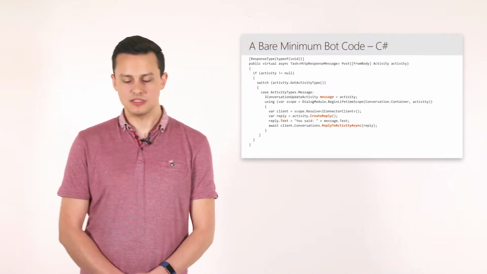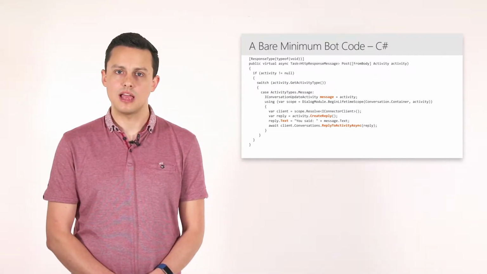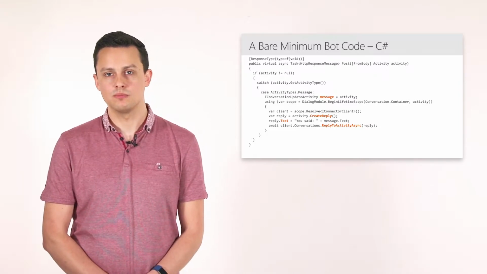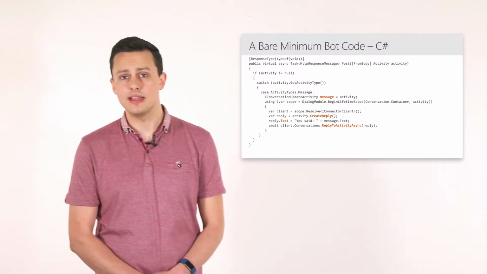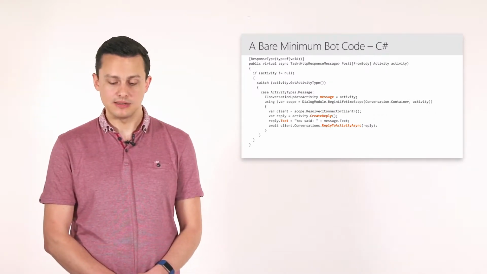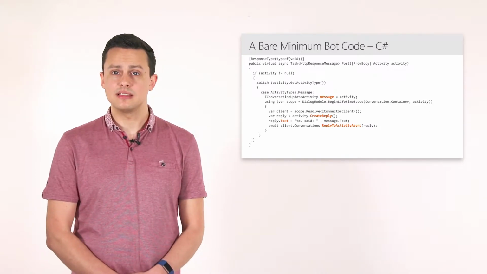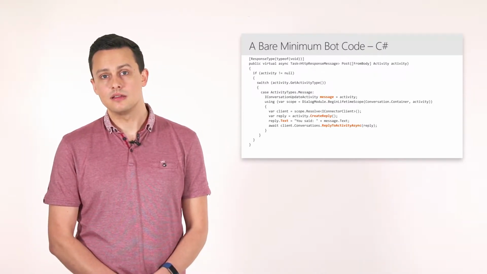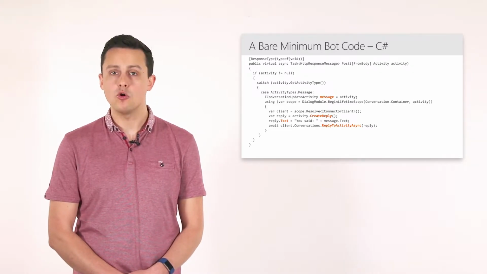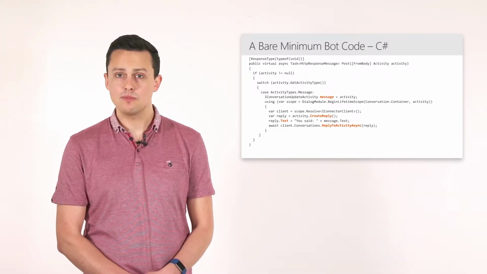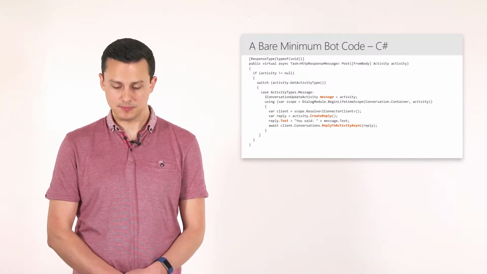So let's actually have a look at some code now. Let's see how easy it is to build a simple bot using the bot framework. As you can see, all of the code that we need actually fits on a single slide. If you've built with Microsoft .NET and the Web API framework before, a lot of this will look very familiar. All we're doing is building an endpoint in Web API that accepts a message of type activity.